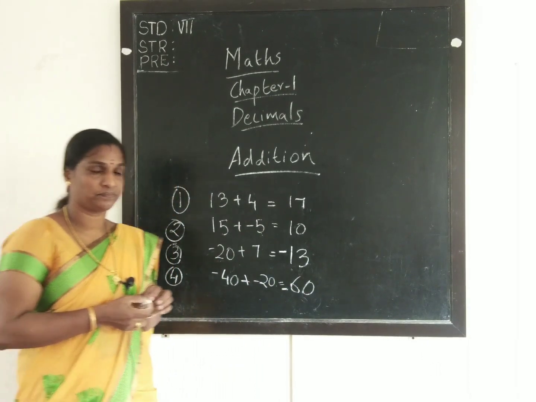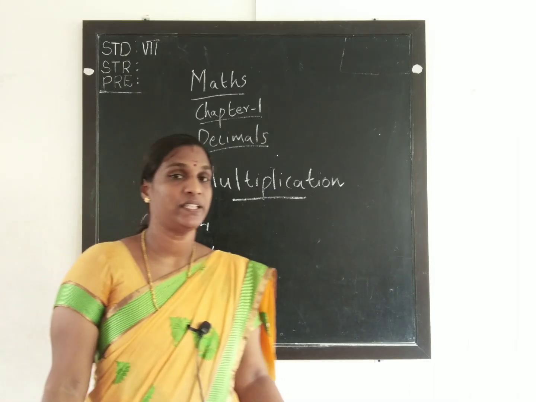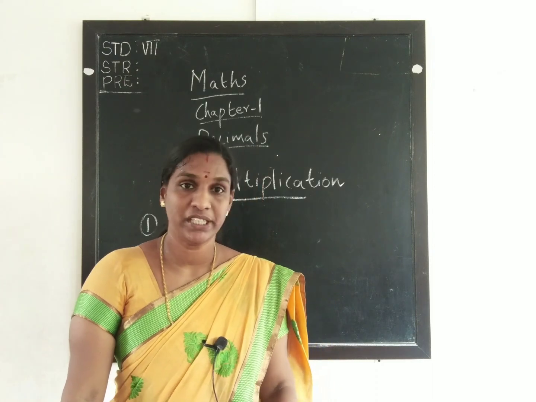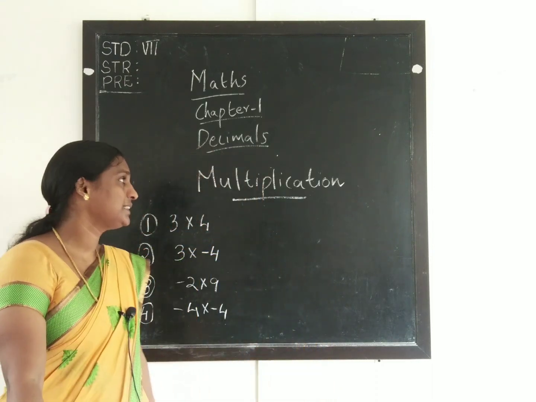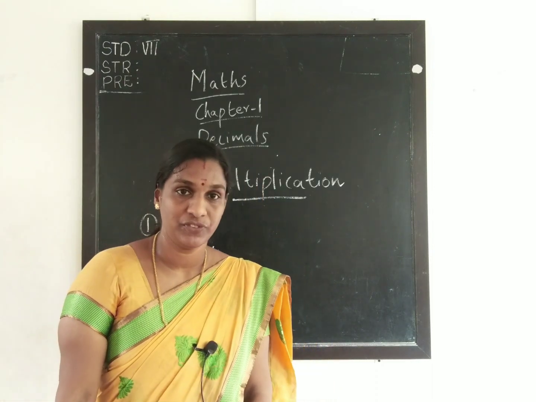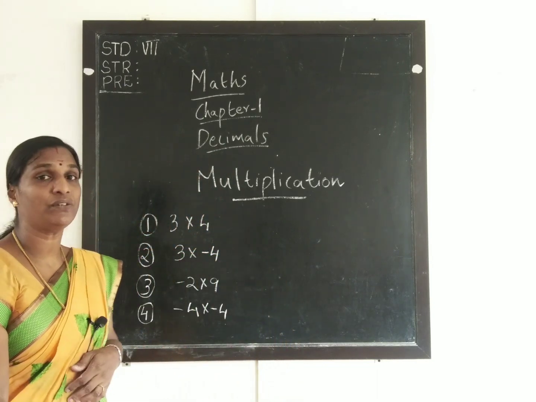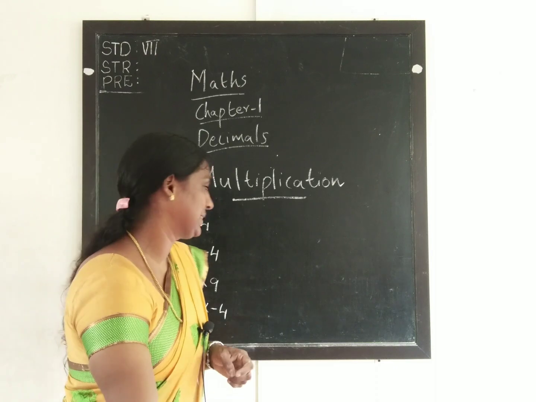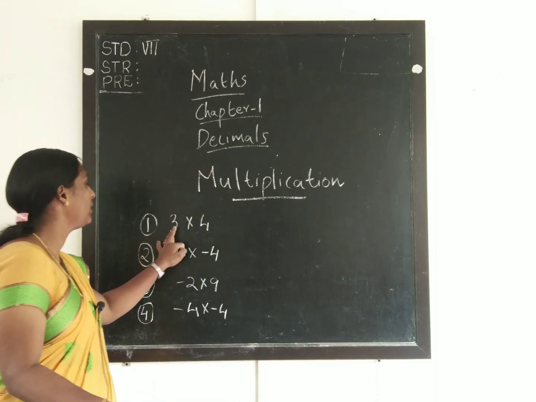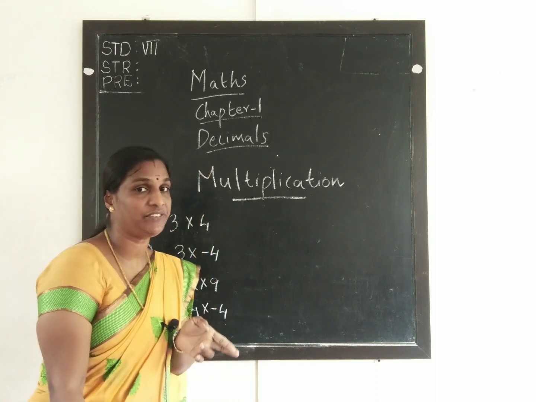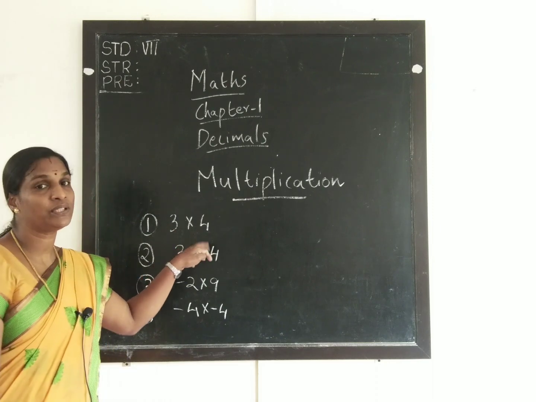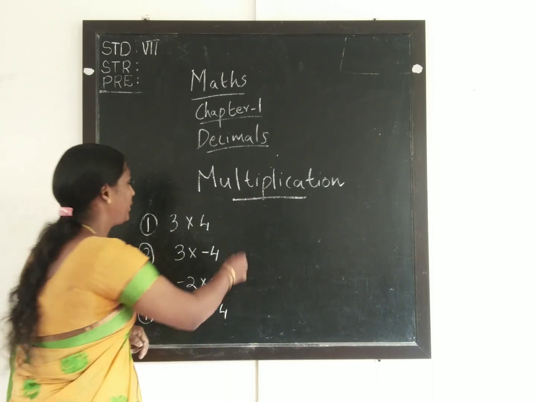Okay. Now we are going to study a new topic, that is multiplication of integers. This is new for you. We are studying it for the first time this year itself. That also we can study by examples. First is multiplication of two positive integers. 3 into 4. You all know the answer. 3 into 4 is 12.